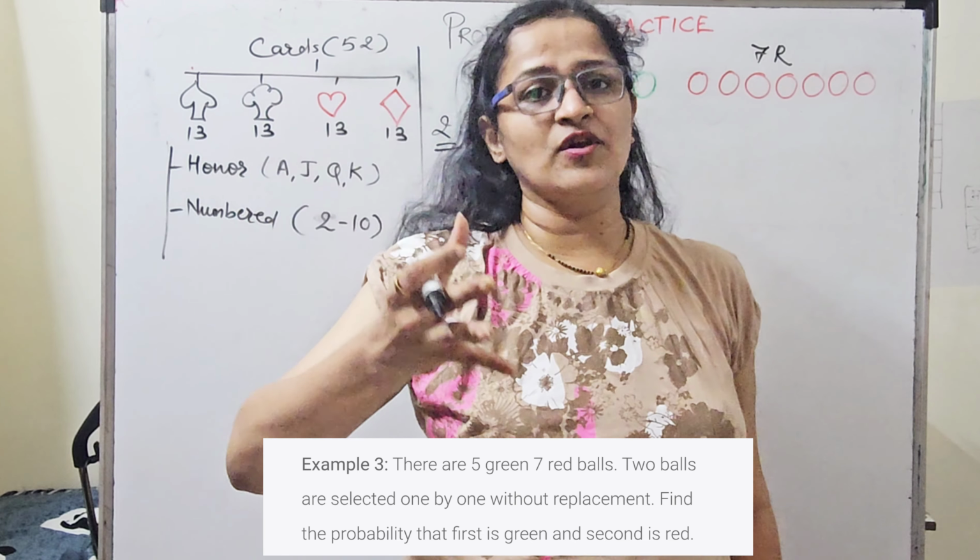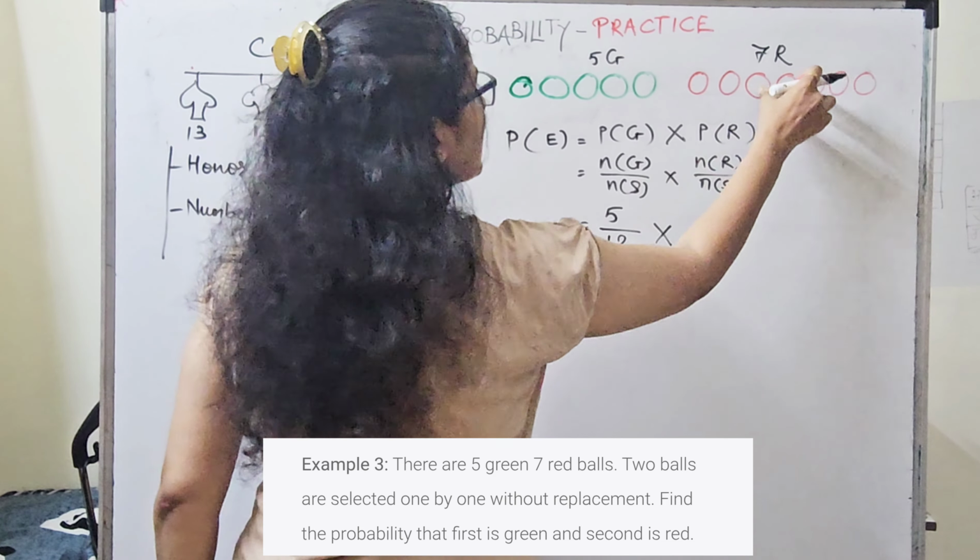So the probability of having a green ball is n(G) divided by n(S), into n(R) divided by n(S) again. Now n(G) is what? Total green colored balls. How many are there? 5, correct? What's the condition? The first ball needs to be drawn green. So this is selected from these 12 balls. The total sample space is 12 balls, correct? 5 plus 7.